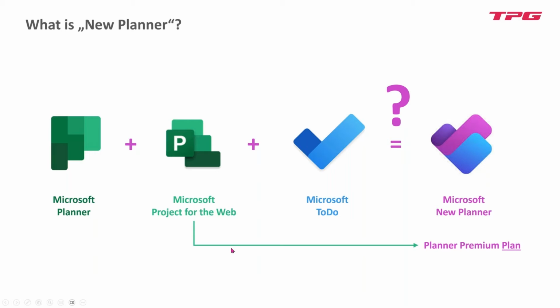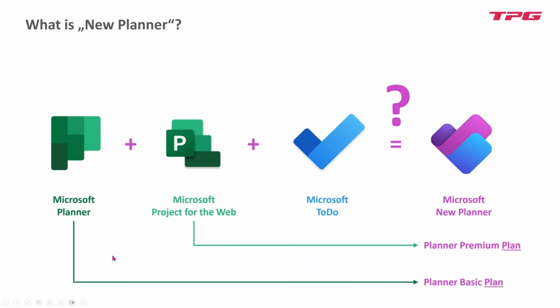But you need different licenses. For Microsoft Project for the Web, or the premium plan in the New Planner, you need an extra license compared to the Planner Basic plan, which just offers the functionality of the old Microsoft Planner. So yes, there is a new application called New Planner. It is the combination of Microsoft Planner and Project for the Web, and you need two different licenses. So this as a start.